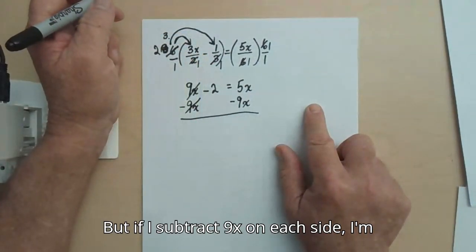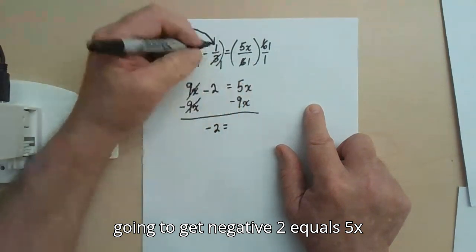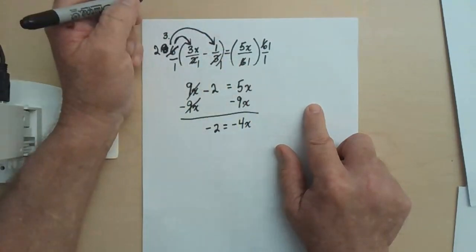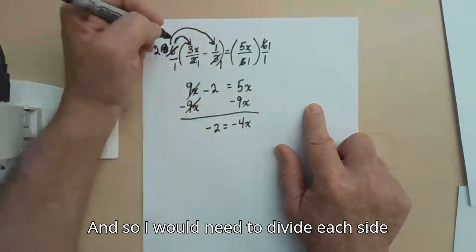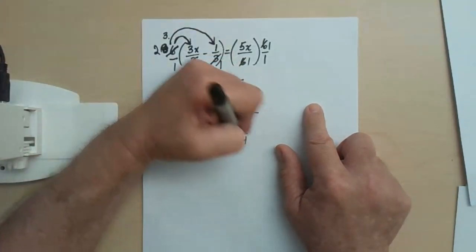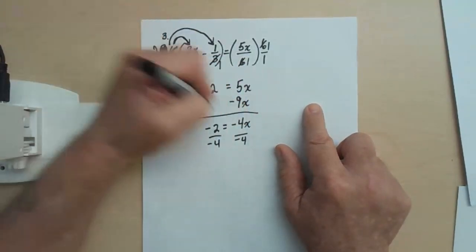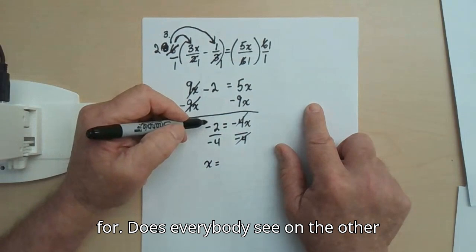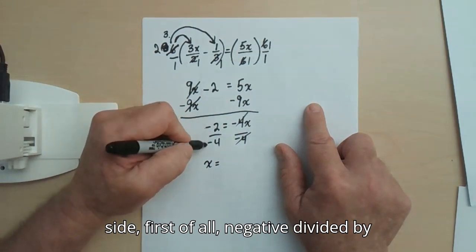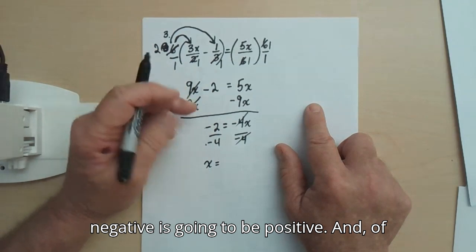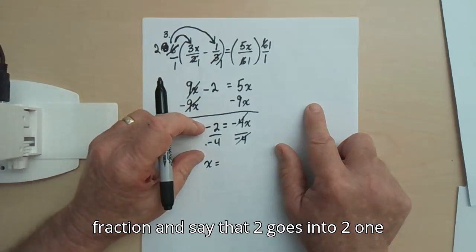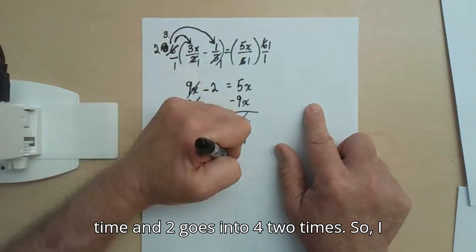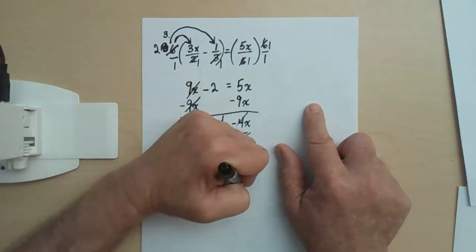But if I subtract 9x on each side, I'm going to get -2 equals 5x minus 9x is -4x, right? And so I would need to divide each side by -4. And of course, that gives me x by itself on one side, which is what I was trying for. Does everybody see on the other side, first of all, negative divided by negative is going to be positive. And of course, we would want to simplify that fraction and say that 2 goes into 2 one time and 2 goes into 4 two times. So I actually get x equal positive 1/2.